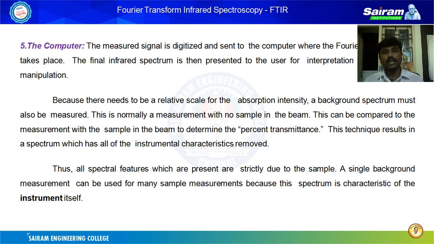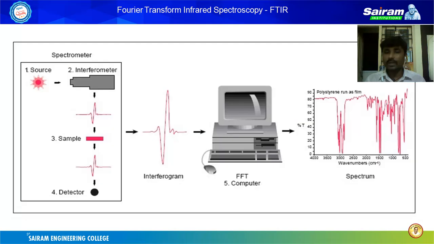Because there needs to be a relative scale for intensity observation, a background spectrum must also be measured. This is normally a measurement with no sample in the beam. This can be compared to the measurement with the sample in the beam to determine the percent transmitted, in terms of percentage transmittance. This technique results in a spectrum which has all the instrumental characteristics removed. Thus, all spectral features which are present are strictly due to the sample. A single background measurement can be used for many sample measurements because this spectrum is characteristic of the instrument itself.